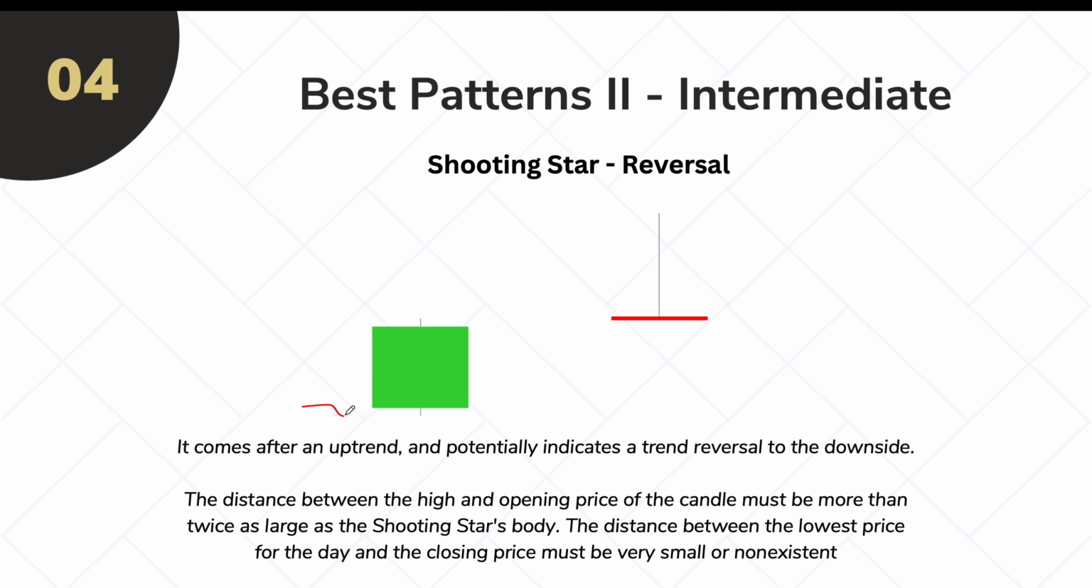So going up right here, but then it potentially indicates a trend reversal to the downside. The distance between the high and opening price of the candle must be more than twice as large as the shooting star's body. The distance between the lowest price for the day, or for example, the candle itself, you have a daily candle, weekly candle, and the closing price must be very small or non-existent. That means we have this up move, but then it goes all the way down here.